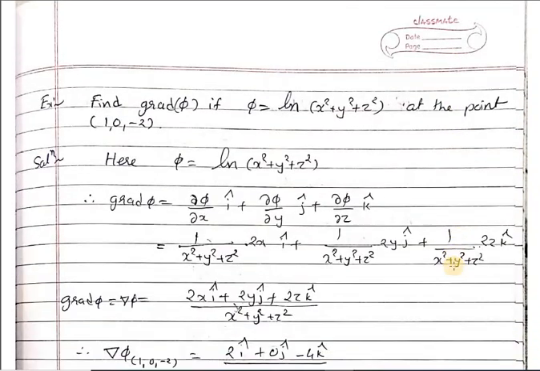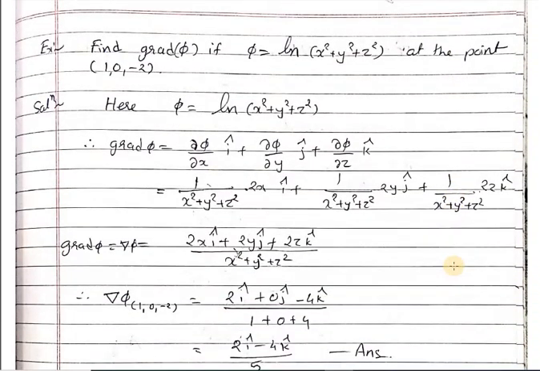Now, first we are going to check an example. Find grad phi if phi is equal to log of x square plus y square plus z square at the point (1, 0, minus 2). Here phi is equal to log of x square plus y square plus z square, and therefore grad phi is equal to del phi by del x i plus del phi by del y j plus del phi by del z k.